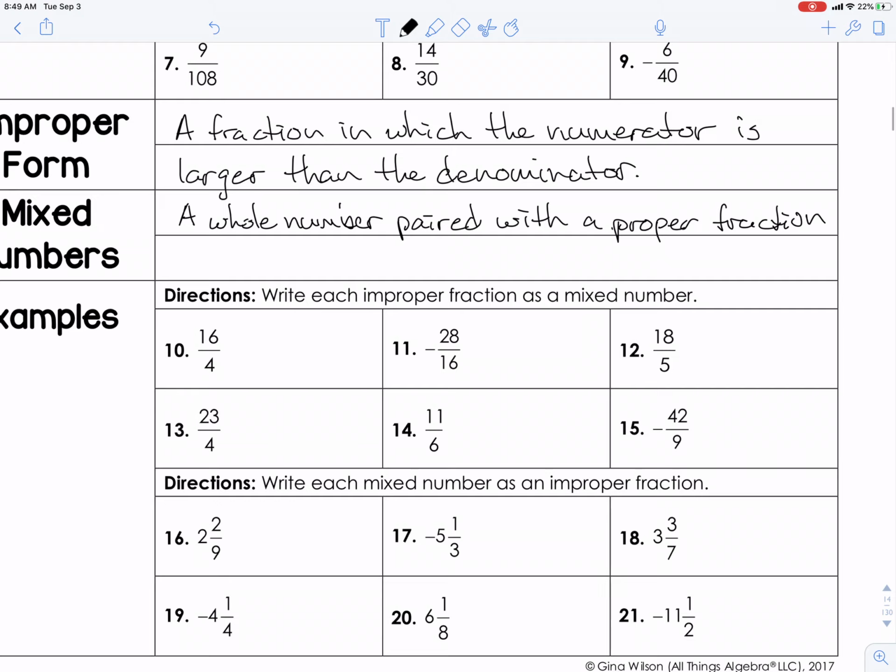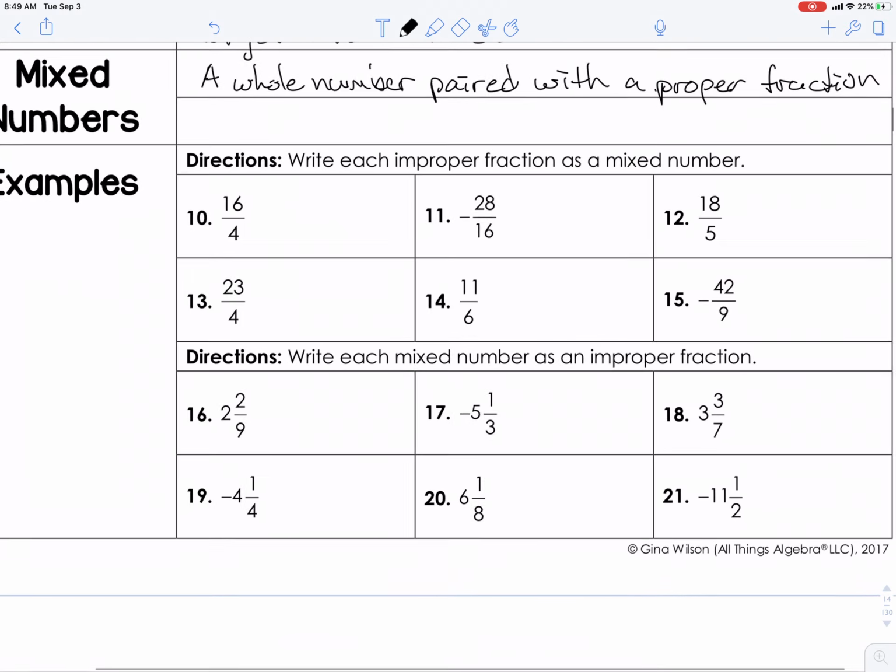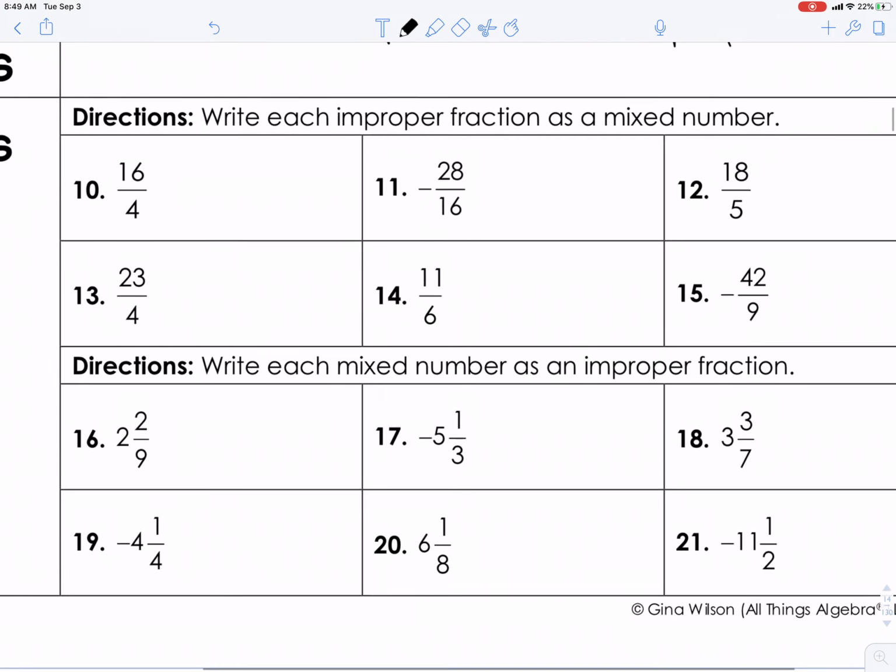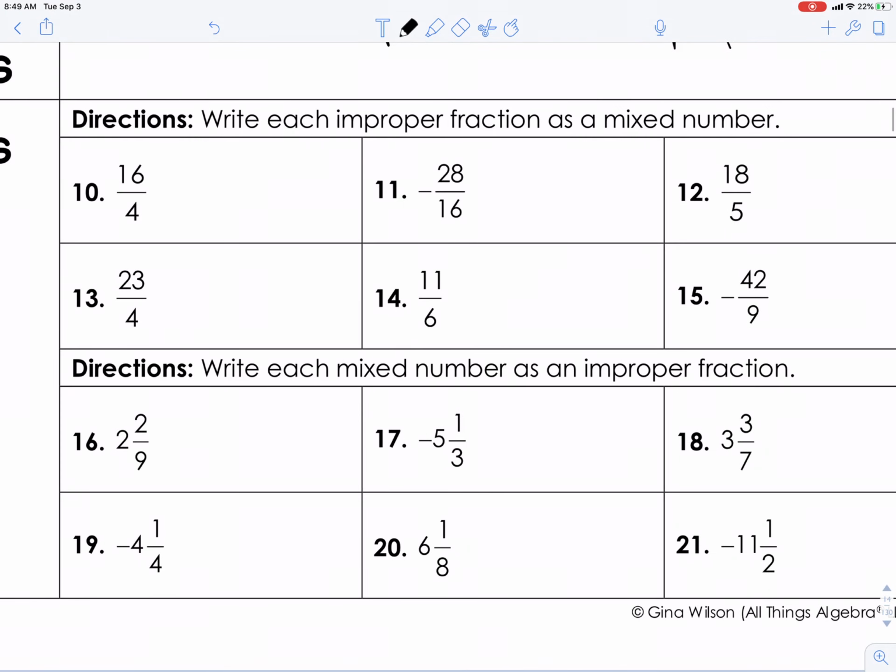So let's go through a couple of examples down here. Directions. Number 10. Write each improper fraction as a mixed number. Well, all I need to do is figure out, because these are mini division problems, how many times does 4 go into 16. So I do 16 divided by 4. Well, I know 16 divided by 4 is 4. That's really a whole number right there. 16 over 4 is just 4.